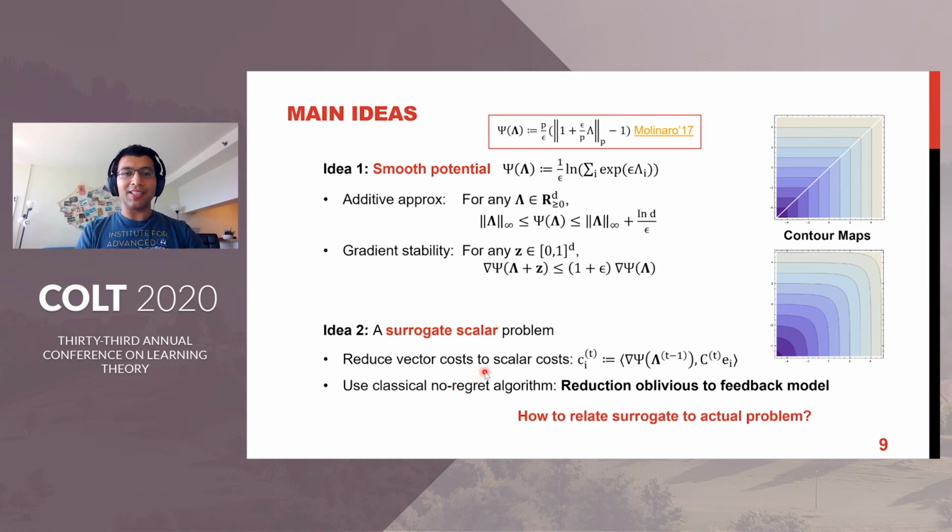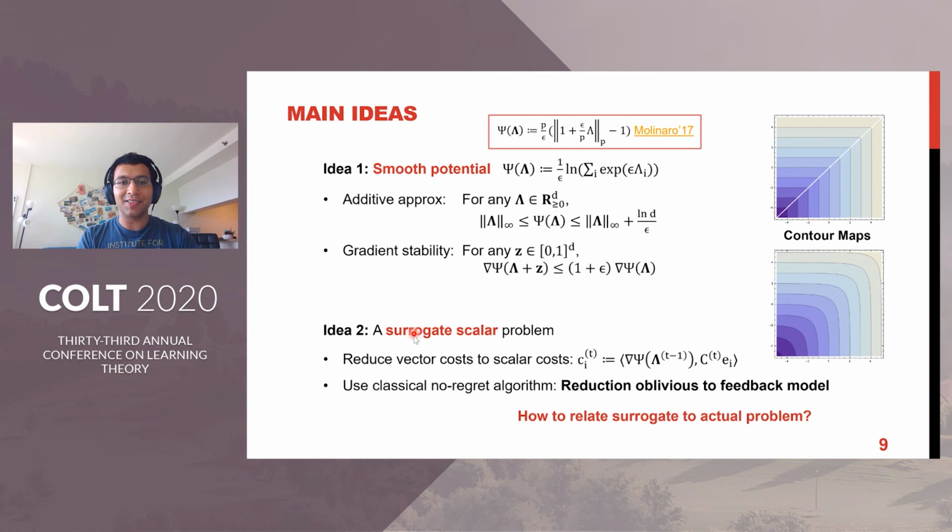As you might notice, in some sense, what we've done is just a reduction from the vector problem to the scalar problem. So our algorithm doesn't even care what exactly the feedback model is, because the same feedback model will be used here in the classical setup. So whether you are in the full feedback or bandit feedback, we'll accordingly use the same no-regret algorithm.